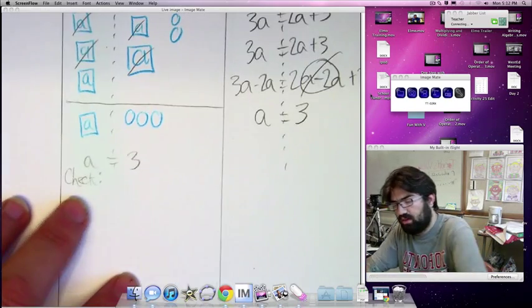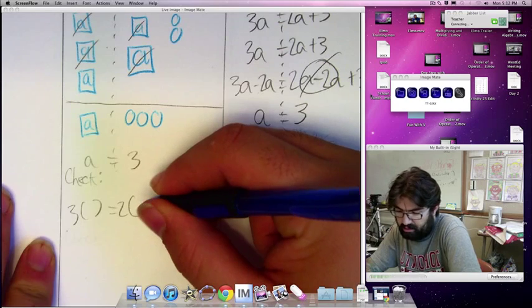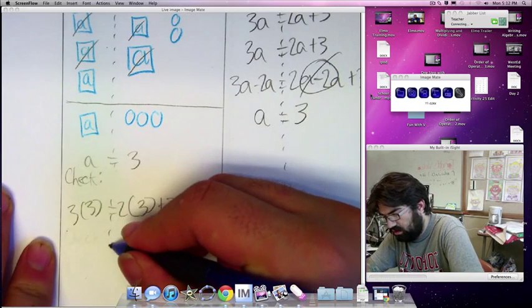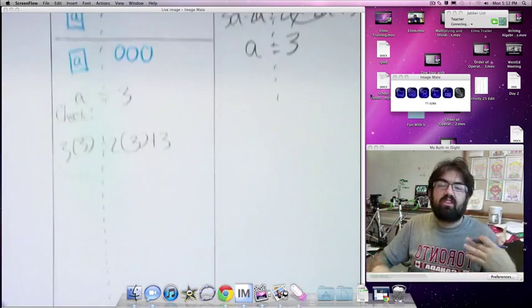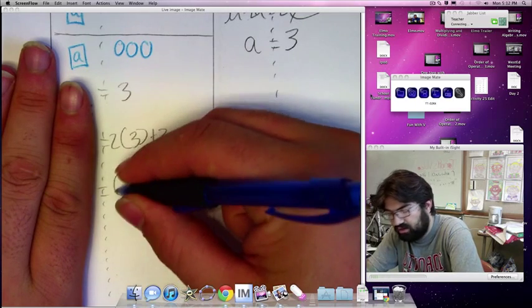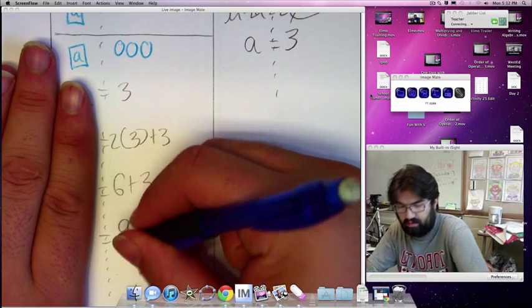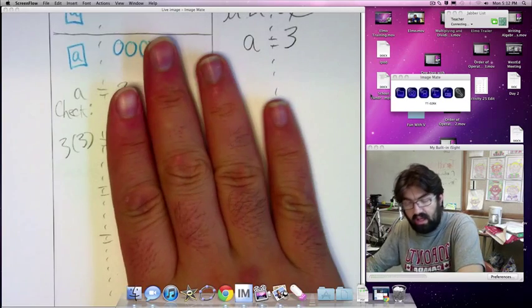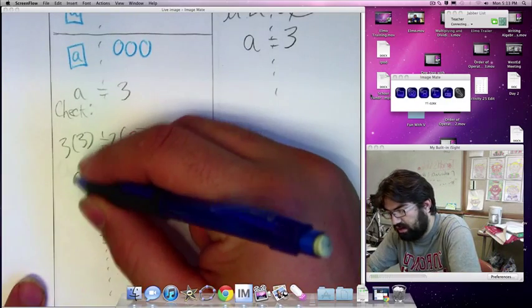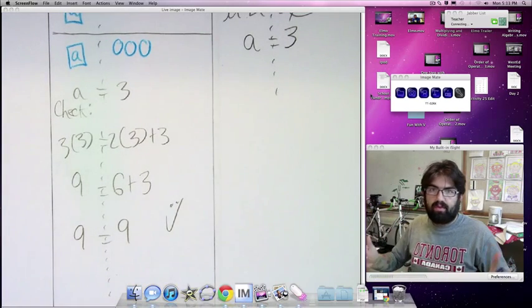Let's check our answer. 3 times some number is equal to the same number times 2 plus 3. Well, let's plug 3 in and see what happens. Now, the check has become a little different. I'm going to ignore this side. 2 times 3 is 6 plus 3, I'm just using order of operations like normal, is equal to 9. So whatever happens over here, it better be equal to 9 or I messed up and I'm going to have to redo my problem. Well, 3 times 3 is 9, which equals 9. We're done. Perfect. A equals 3.